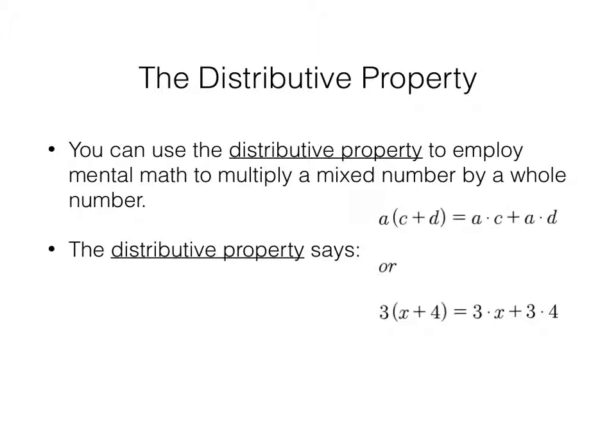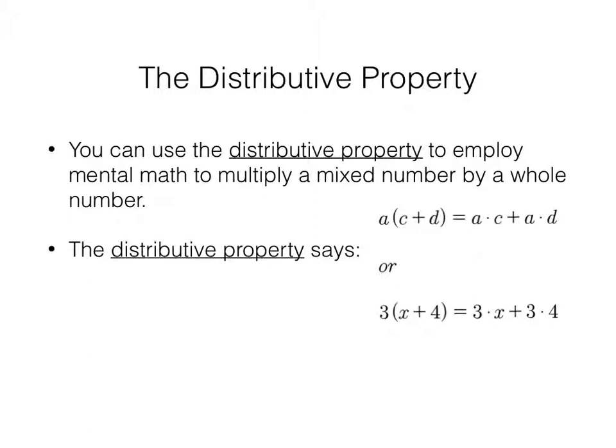It's the distributive property. With the distributive property, you're going to use it to employ a mental math method to multiply a mixed number by a whole number. What the distributive property says is that a number times a sum is equal to the number times the first addend plus the number times the second addend. So when you multiply a sum, you can multiply each of the terms of the sum by the number and add it together. So A times the quantity C plus D is equal to A times C plus A times D.